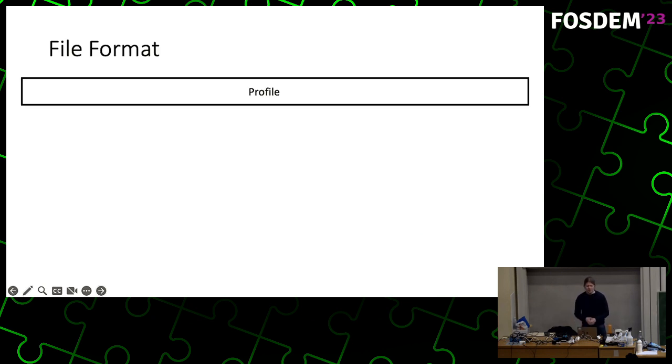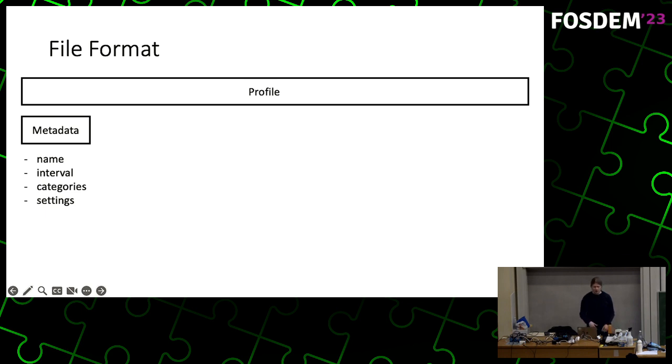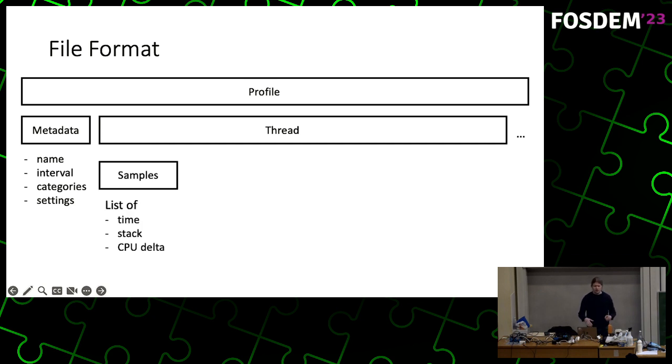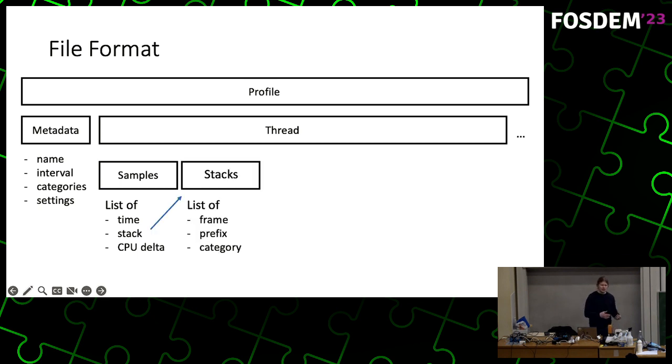So, shortly to the file format. The file format is quite simple. It's just a JSON file, and this is zipped, and it has some metadata information like the name, the interval, some settings, and then you have the thread information. For every thread, you have a separate section in the profile file with a list of samples. This list contains essentially the time when the sample is taken, the stack, and the CPU delta, that's the elapsed CPU time since the last sample, so it can be used to show the CPU usage data.